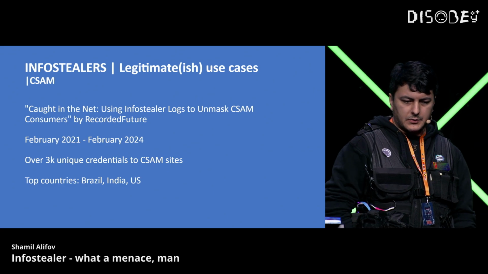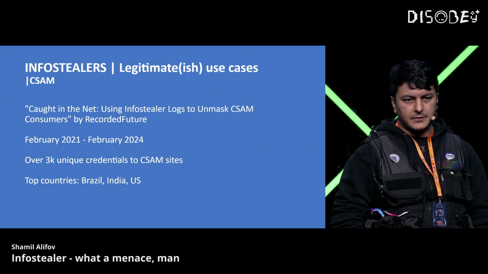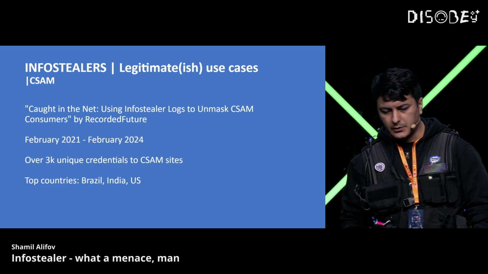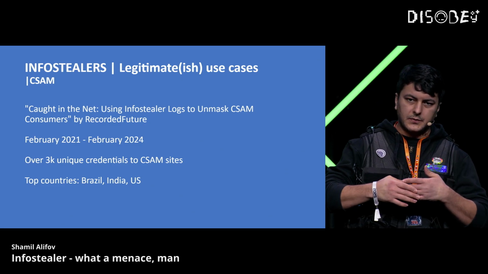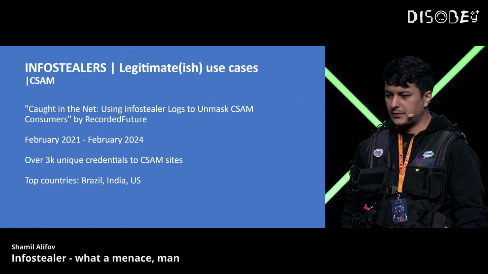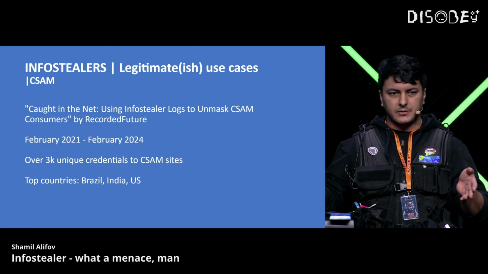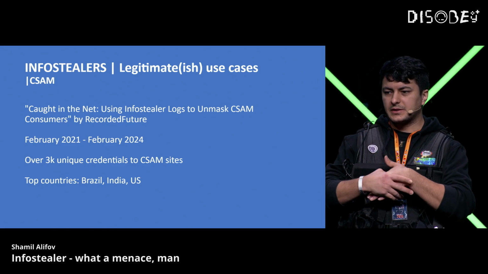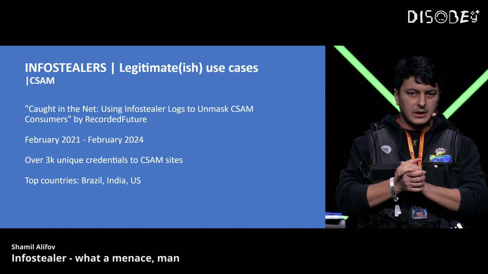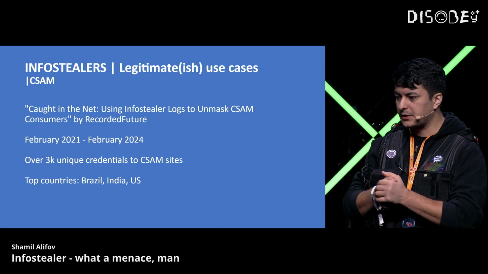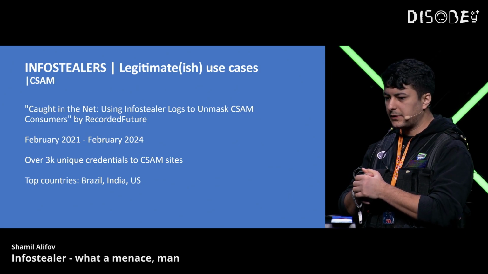So this was a report done by Recorded Future. I found it very interesting. Basically, they looked at all kinds of malware infections, or rather the malware logs, from February 2021 to 2024, and they discovered that there are over 3,000 unique credentials to various child sexual abuse material sites. And the top countries were Brazil, India, and the US.